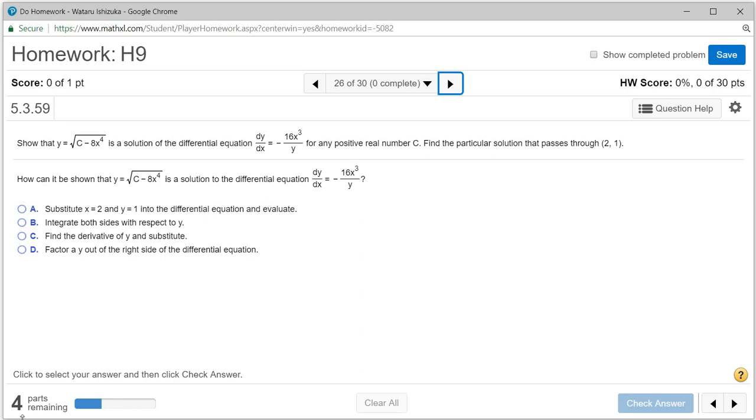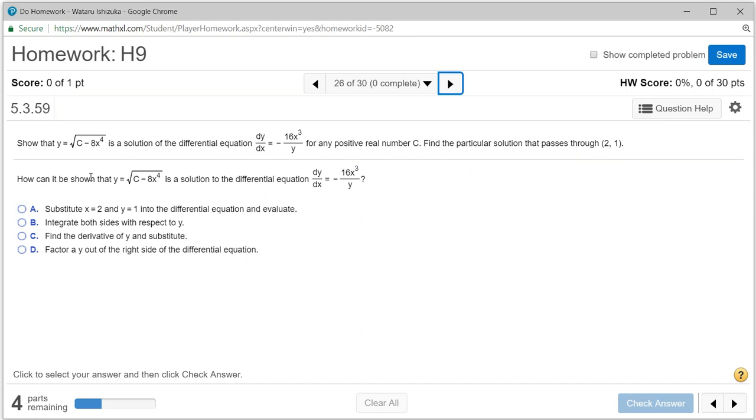All right, let's look at homework 9, problem number 26. We want to show that y equals the square root of c minus 8x to the fourth power is a solution of the differential equation given here, and find a particular solution that goes through (2, 1).